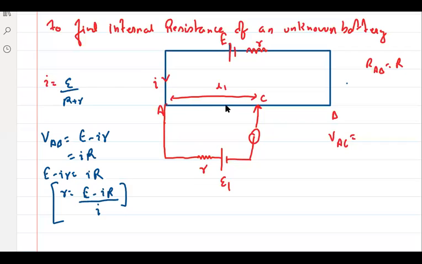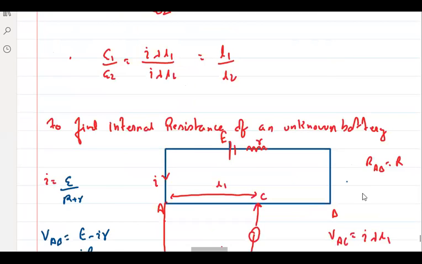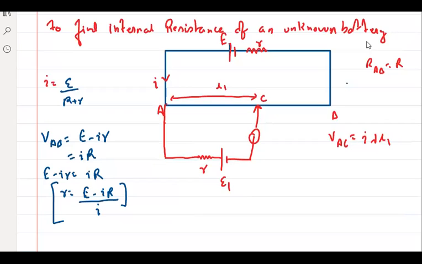Sir, potential between this is I into lambda L1, हाँ या ना? VAC is I lambda L1, जो ऊपर किया हमने, वही तो हमने किया, है ना? Yes or no? Right? I lambda L1. Anyone have any doubt in this? हाथ उठा लो, किसी को दिक्कत है यहाँ तक में?